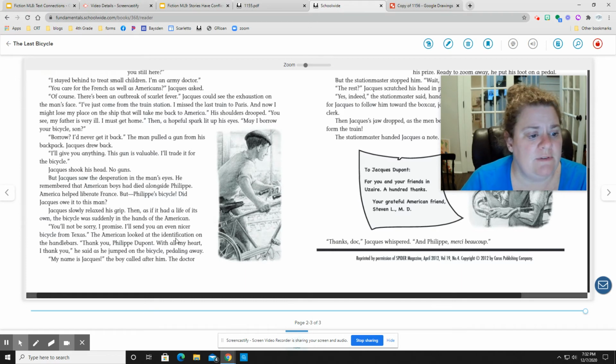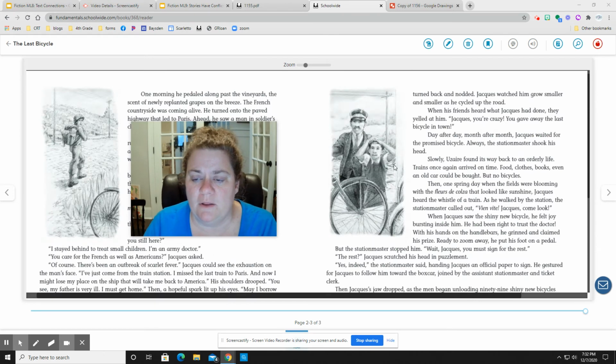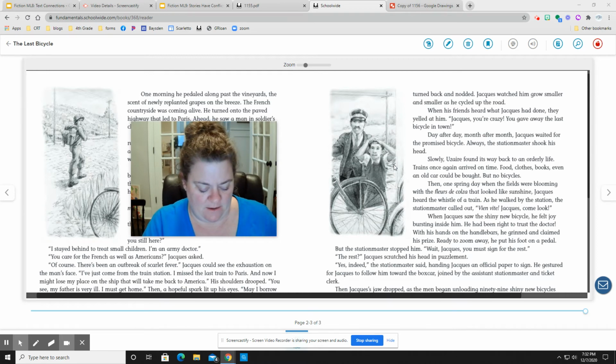I'll send you an even nicer bicycle from Texas. The American looked at the identification on the handlebars. Thank you, Philippe Dupont. With all of my heart, I thank you, he said as he jumped on the bicycle, pedaling away. My name is Jacques, the boy called after him. The doctor turned back and nodded, and Jacques watched him grow smaller and smaller as he cycled up the road. All right.